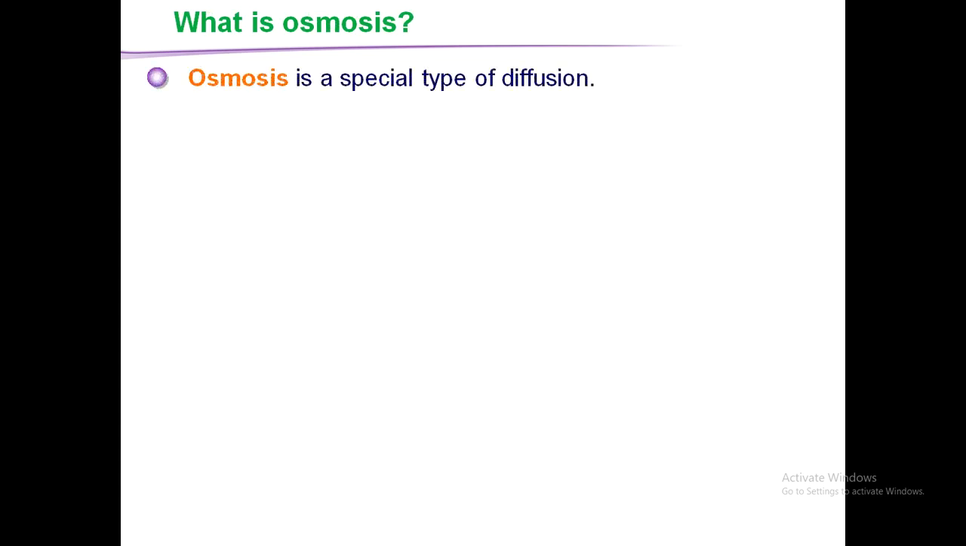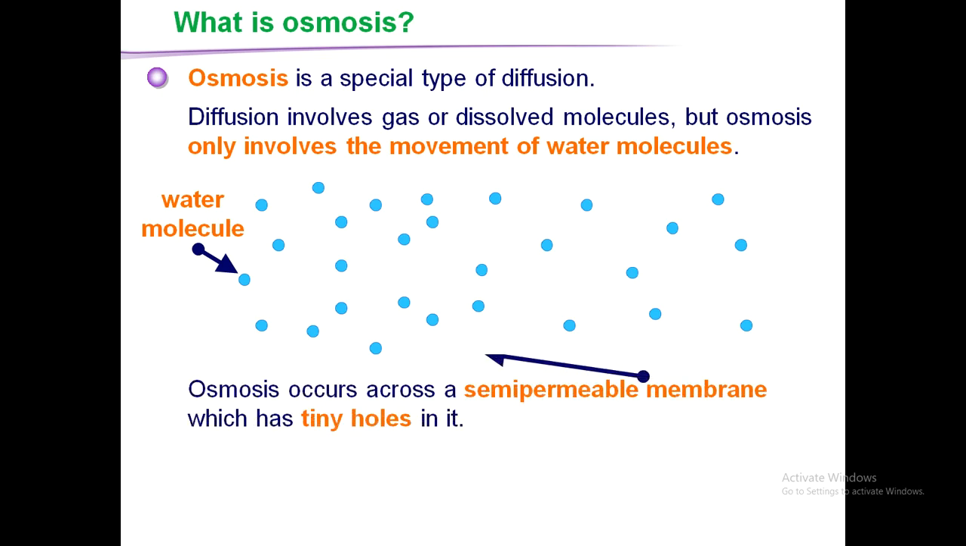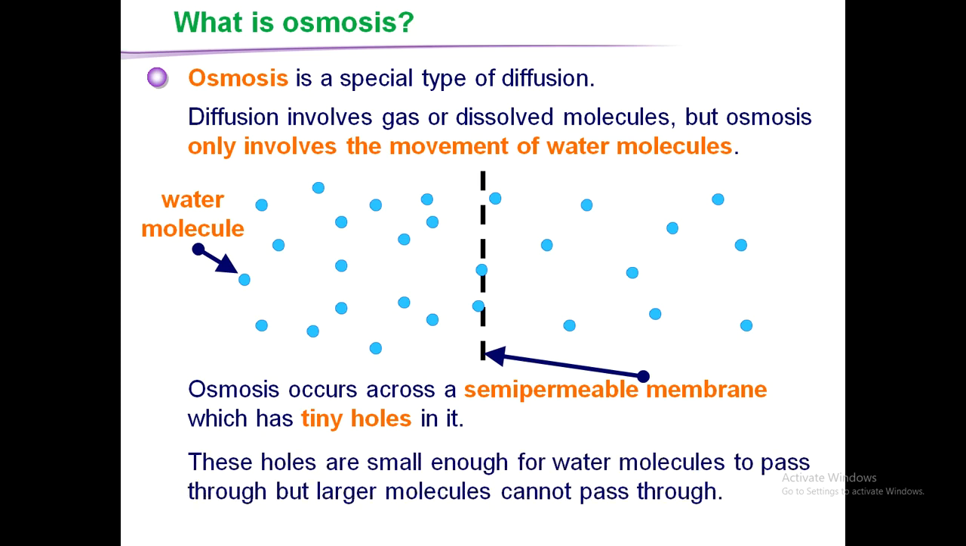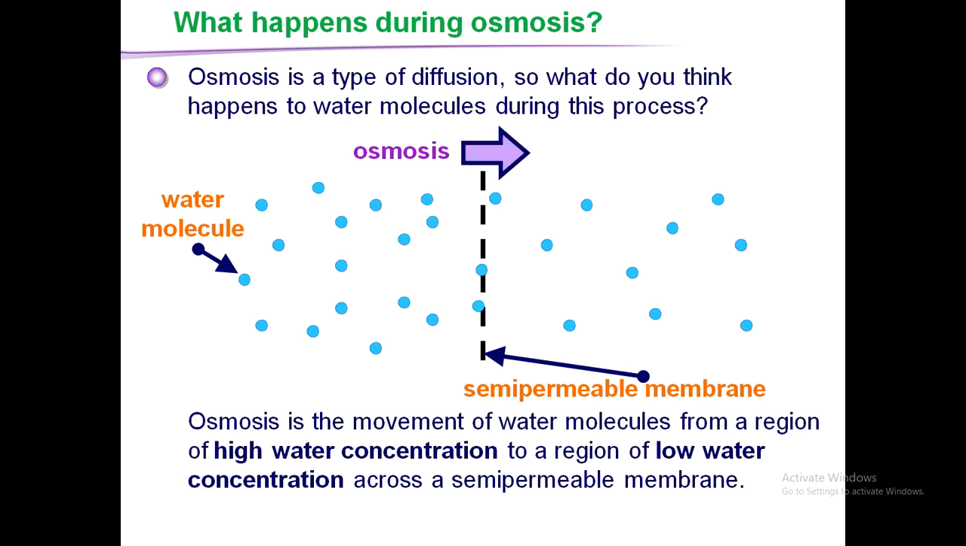What is osmosis? Osmosis is just like diffusion, but here the diffusion involves the movement of water molecules, not gaseous molecules, across a partially permeable membrane or semi-permeable membrane. So the movement of water molecules across a semi-permeable or partially permeable membrane is called osmosis. The cell membrane contains small tiny holes, and through those holes these water molecules along with the dissolved substances move into and out of the cell through that semi-permeable membrane.